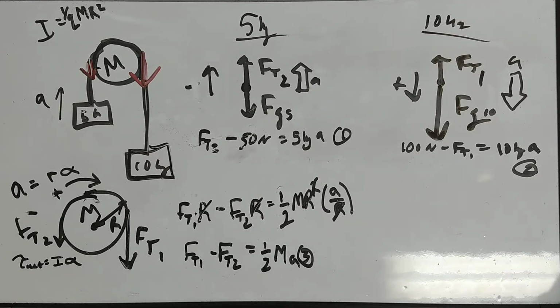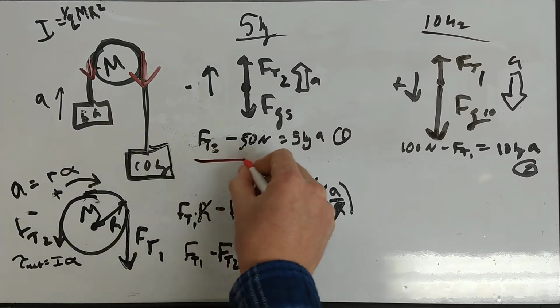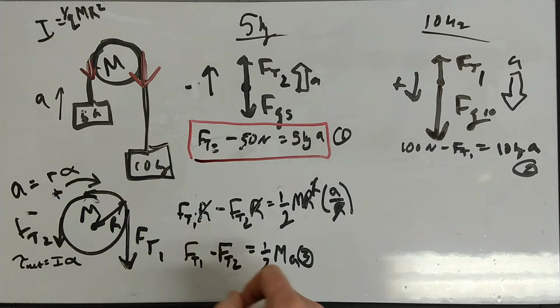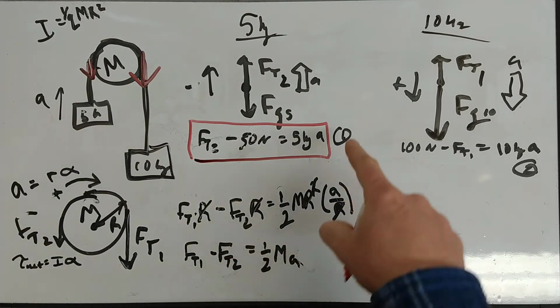Okay, back at it here. We've done Newton's second law for each object, right? So I'm going to highlight those three equations, right? I'm going to get rid of these. These got kind of in the way.